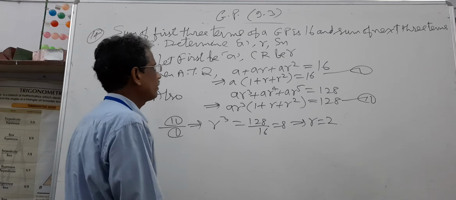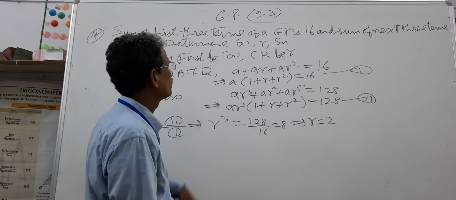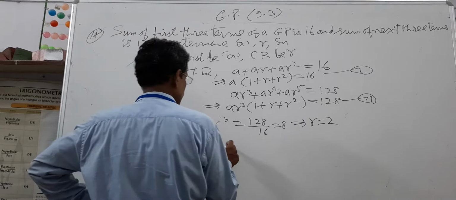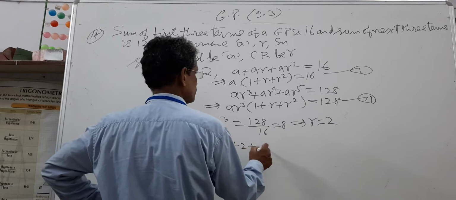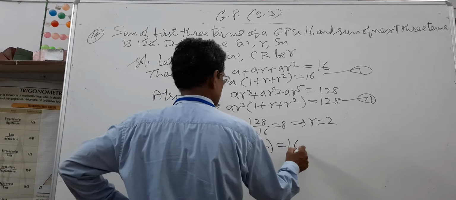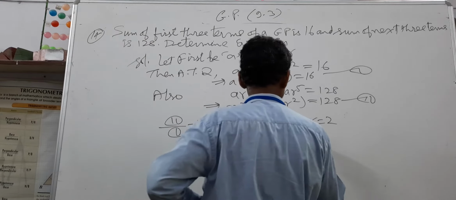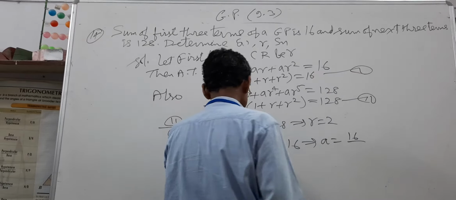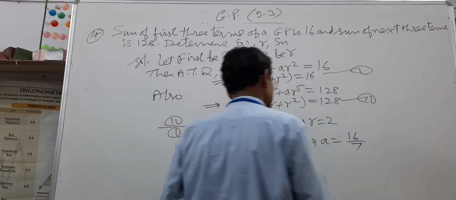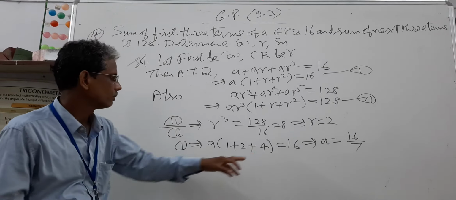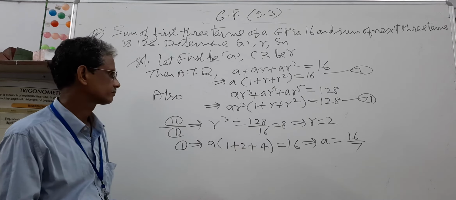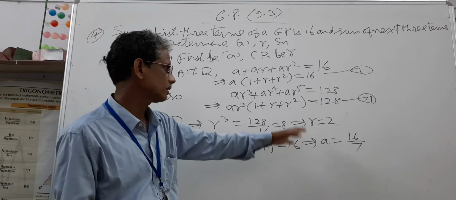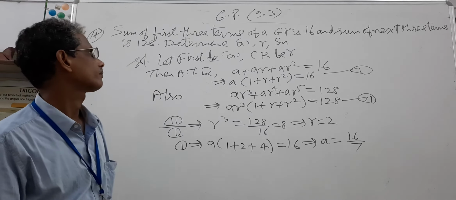Now put the value r is equal to 2 in equation 1. This implies a into (1 plus 2 plus 4) is equal to 16. This implies a is equal to 16 upon (4 plus 2 plus 1), that is 7. So a is equal to 16 by 7.